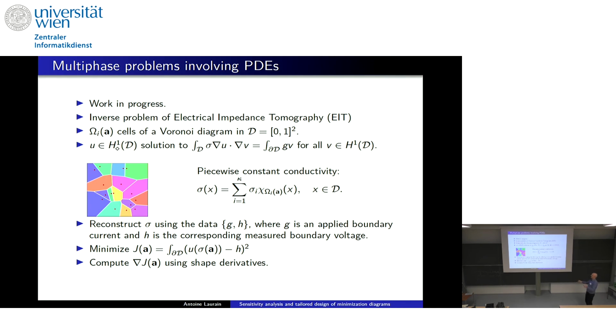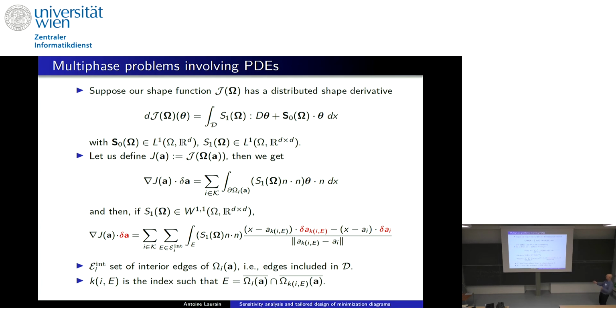But you can also define other cost functions. So here, this is just an example of a cost function. And then we can compute the gradient of J with respect to A, where A is the position of the sites, using the shape derivatives. So typically it works like this. So let's say you have a cost function that has a distributed shape derivative, which you can write in this form. So it's not that you can always write the distributed shape derivative in this way, but in some cases you can write it like this.